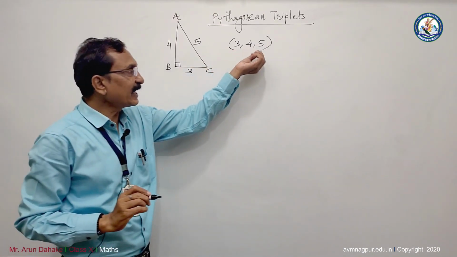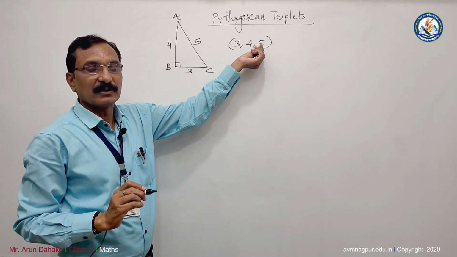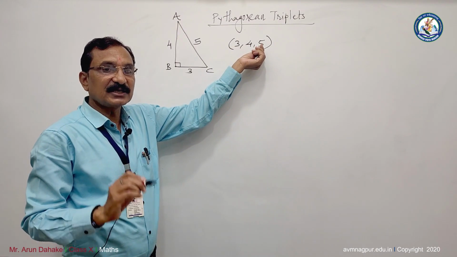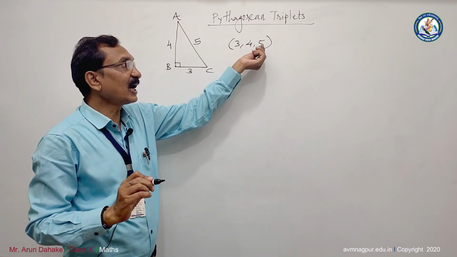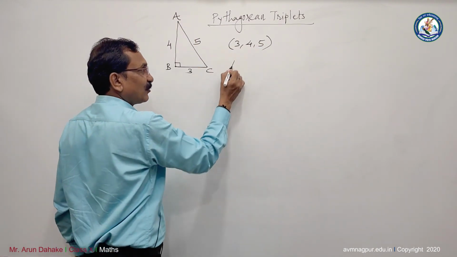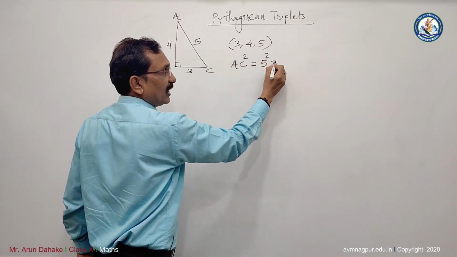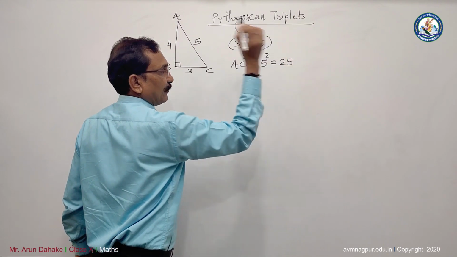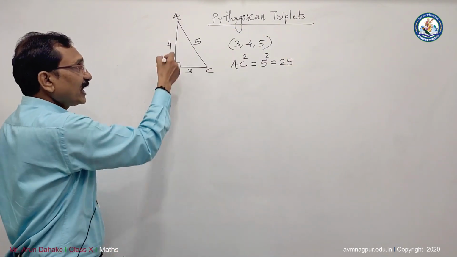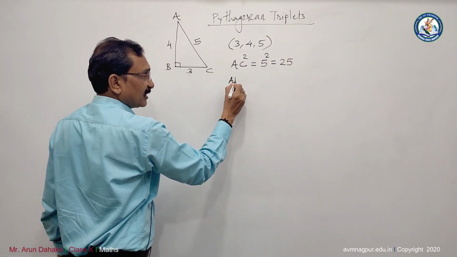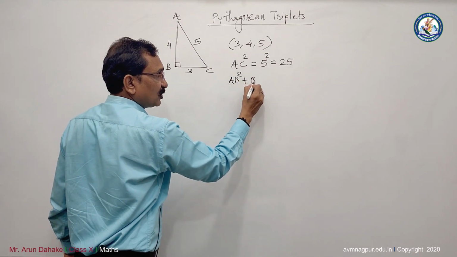The longest side here is 5, and this is nothing but the hypotenuse. So AC square is equal to 5 square, which is 25. And for the remaining two sides here, check whether it is the sum of the squares of the remaining two sides.